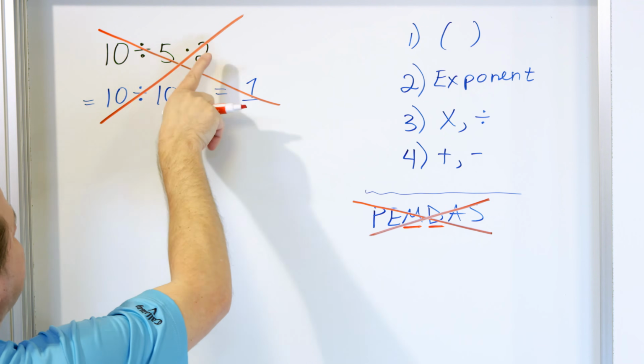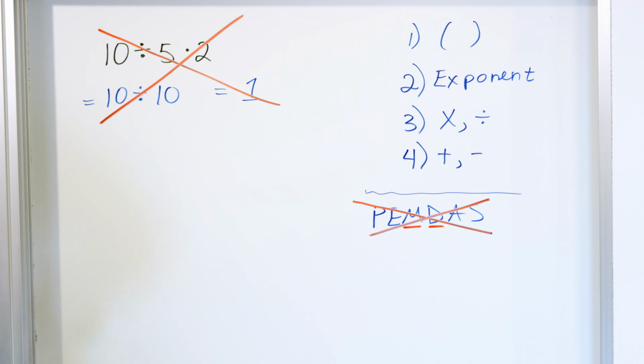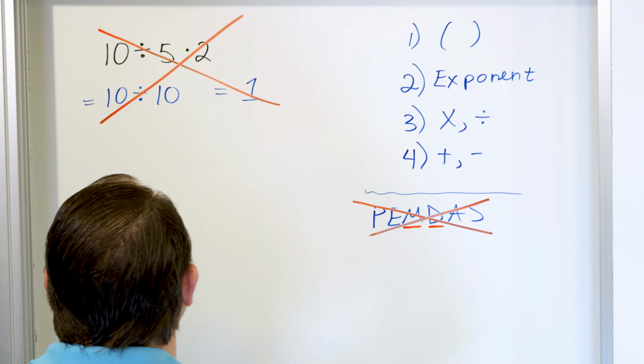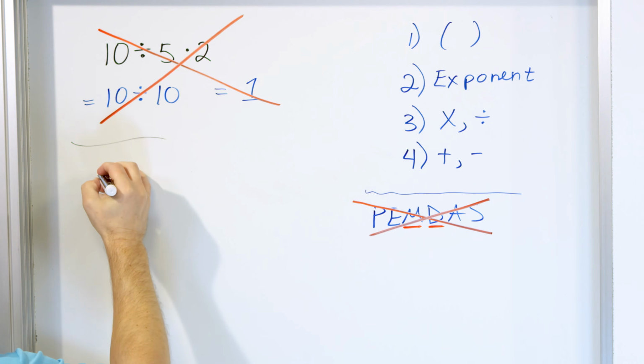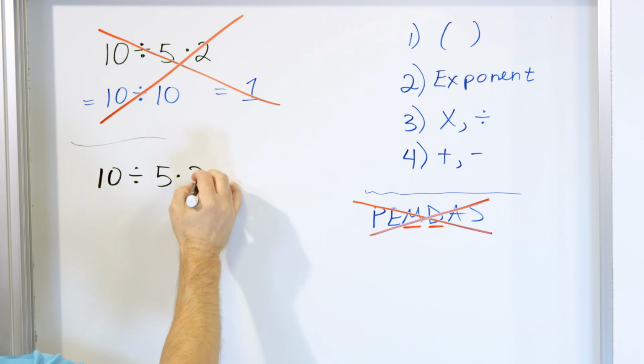direction. If you put this into a calculator or a computer, the answer will not come out as 1, right? What will the answer be? Let's calculate the answer correctly. Let's do it again. 10 divided by 5 times 2.